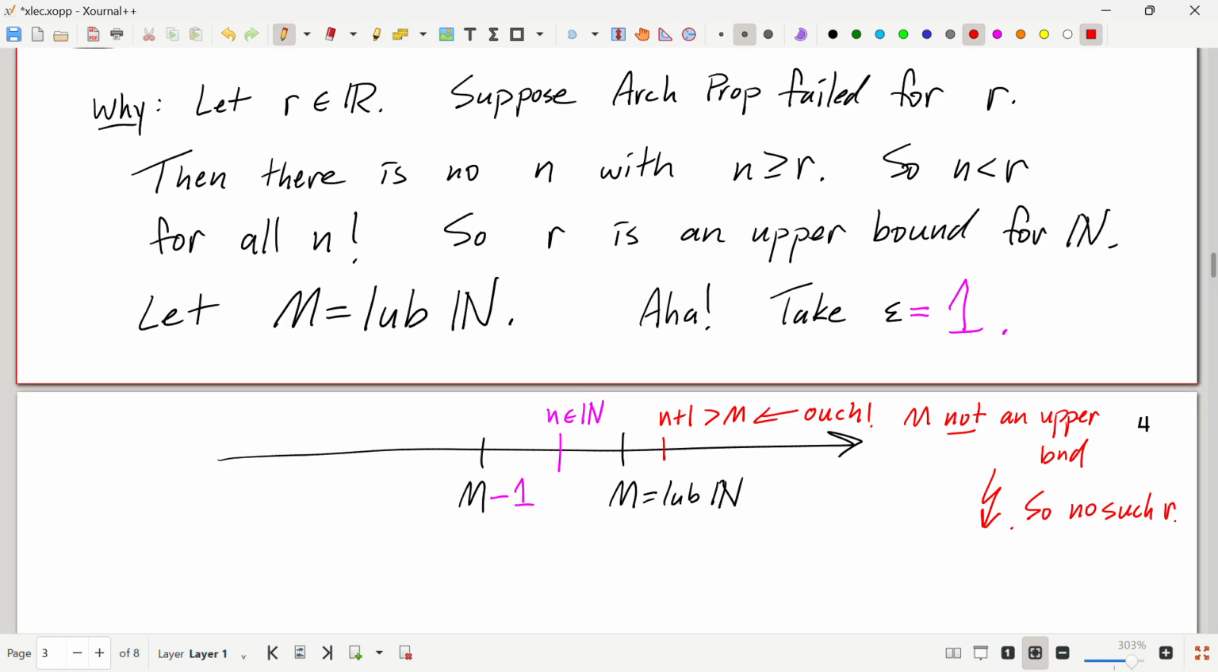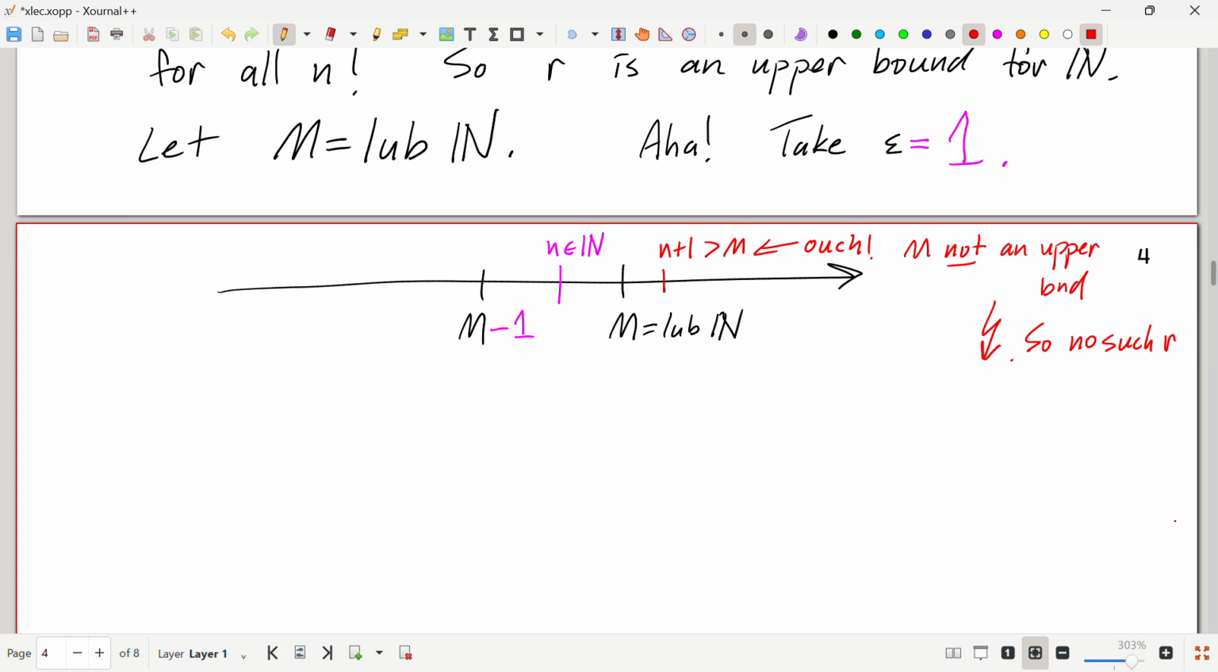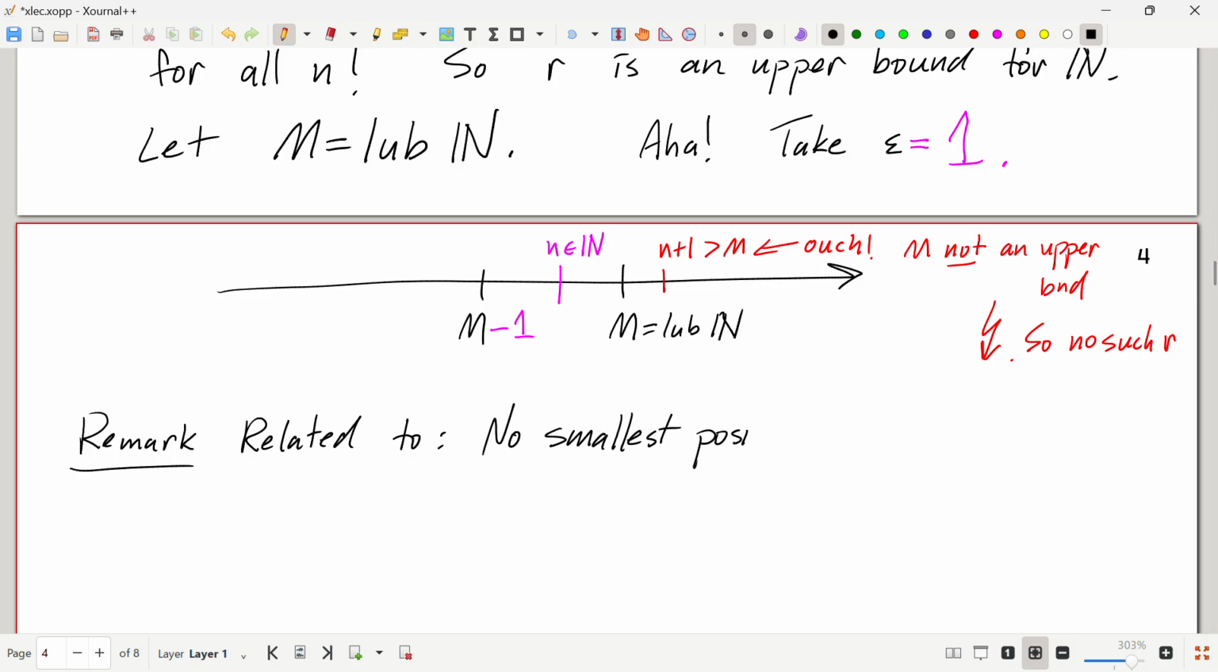So this is also related to the fact that there is no smallest positive real number. And that's what Archimedes was messing around with.